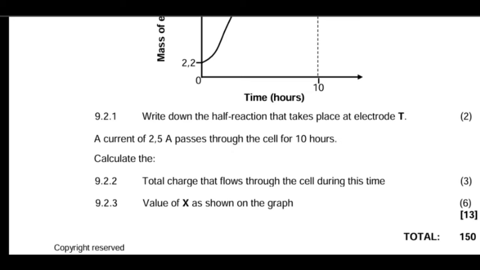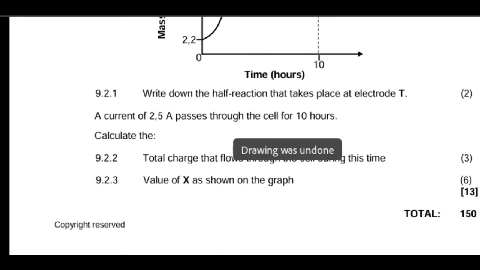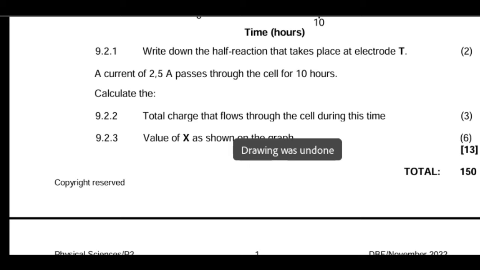Now they said a current of 2.5 amps passes through the cell for 10 hours. This is what bothers a lot of students. Always remember, when they just give you current and time, you just have to use that grade 9 formula: I equals Q over time. In any topic, if you just see current and time, you apply it. Even in photoelectric effect or electrostatics, you still do the same thing. Now they ask for the total charge that flows through the circuit during this time. It's quite easy, right? We're going to apply the formula.